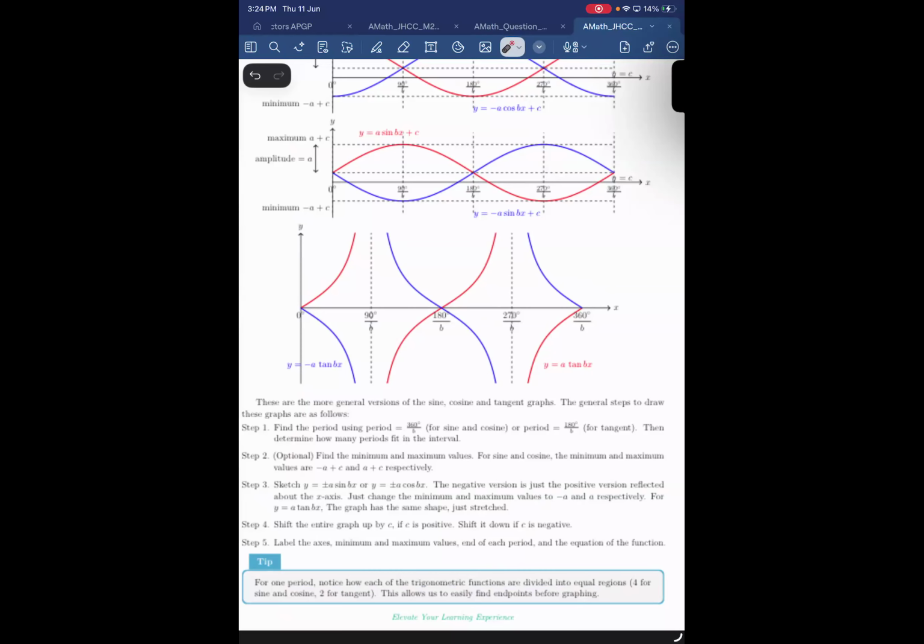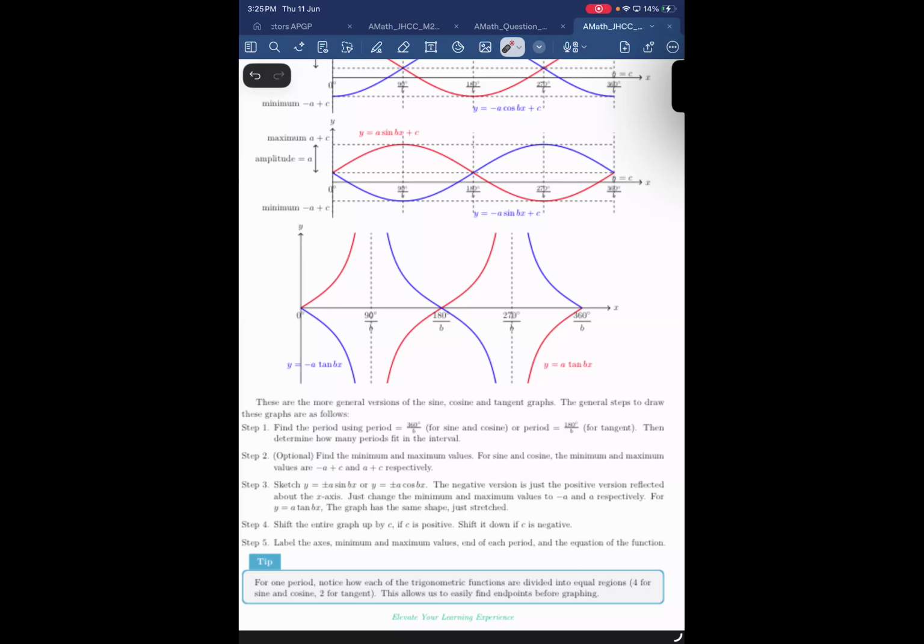For sine and cosine, the minimum will be minus the amplitude plus c, where c is a shift, and the maximum will be the amplitude plus c. Then you sketch the normal graph. If you have a minus sign in front, you reflect it. The shape remains constant.